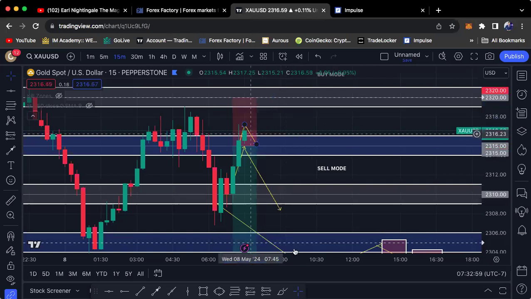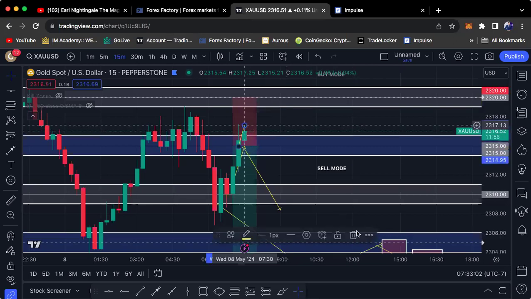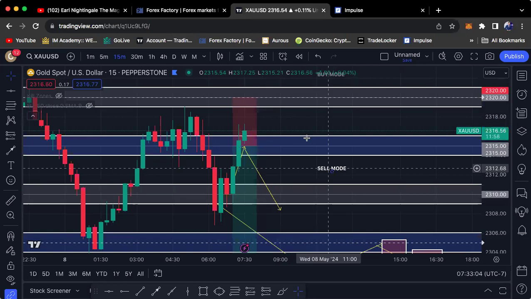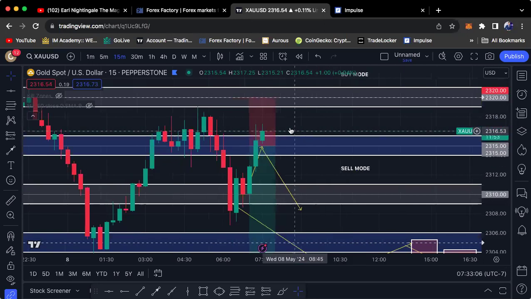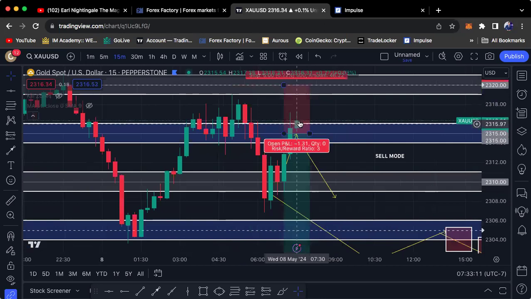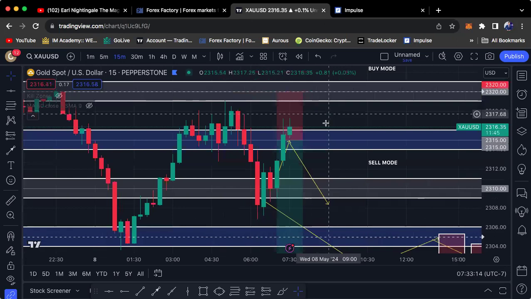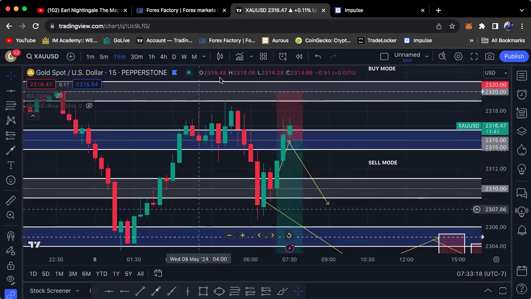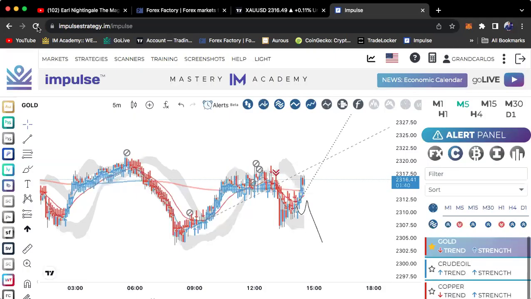I'm waiting for that red candle confirmation, guys, at the 15-minute. I'm waiting for that red candle to form. I'm not taking this trade because it resulted in a bullish candle. Yeah, of course. Gotta check what the scanner is saying.